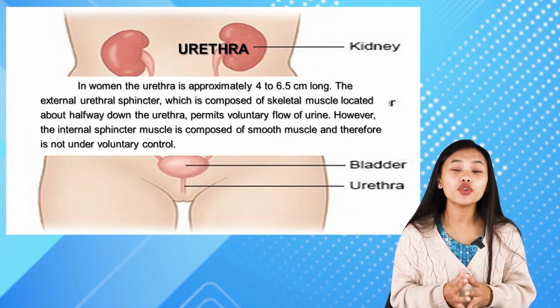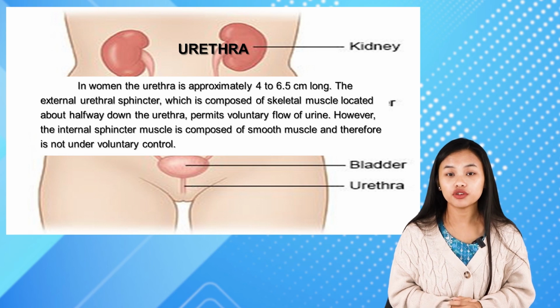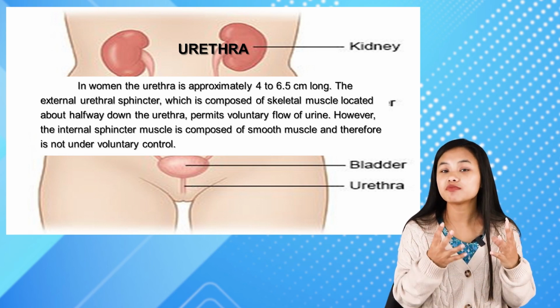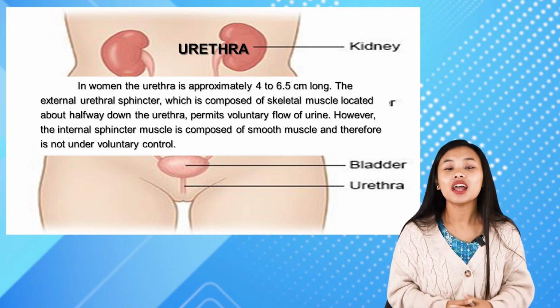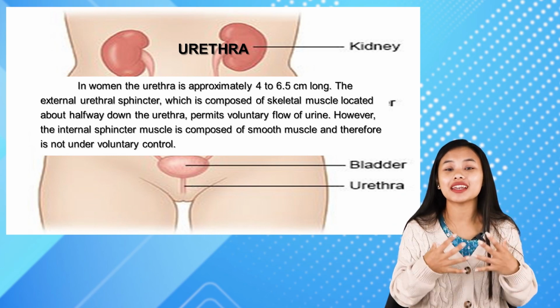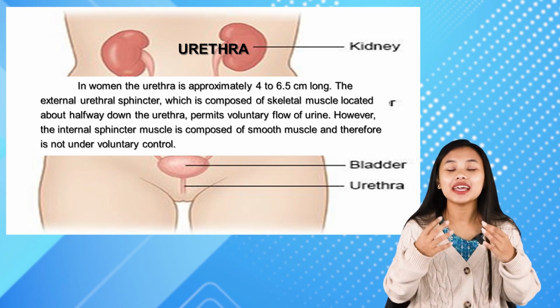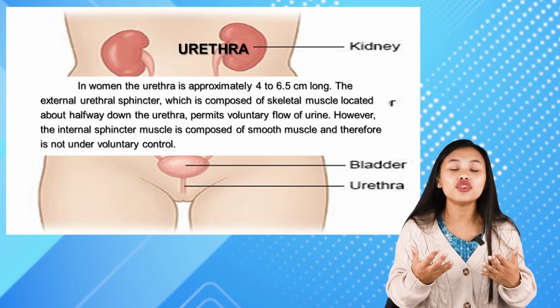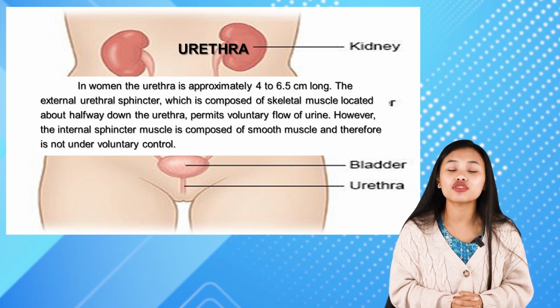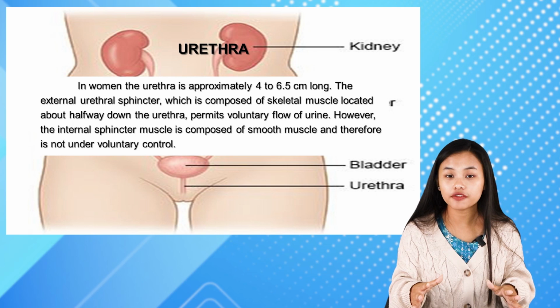So this is how we are able to control when we have the urge for urination, right? Imagine if these muscles were not present, then we would not have the urge for urination. We would not get an idea that we should go and urinate. But because of these muscles, we get that urination sensation, and it is also because of them that the flow of urine is prevented.